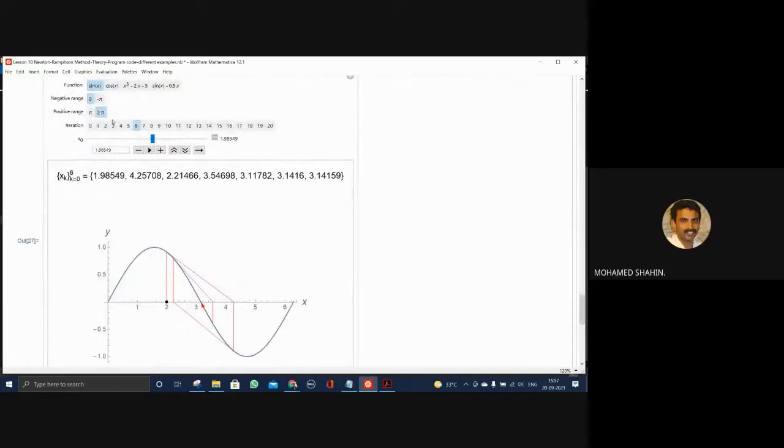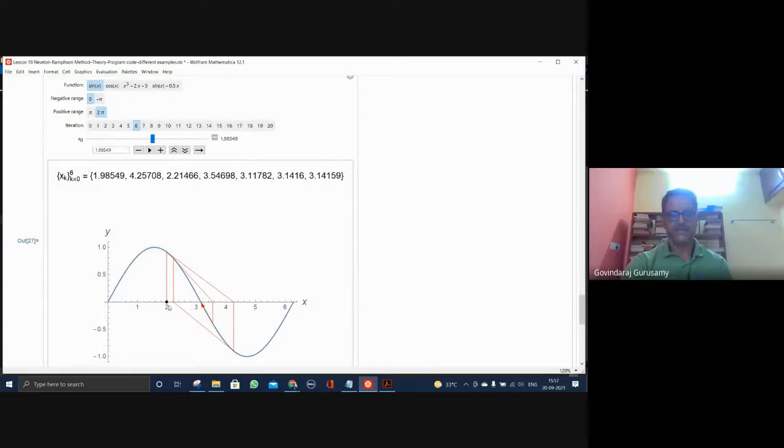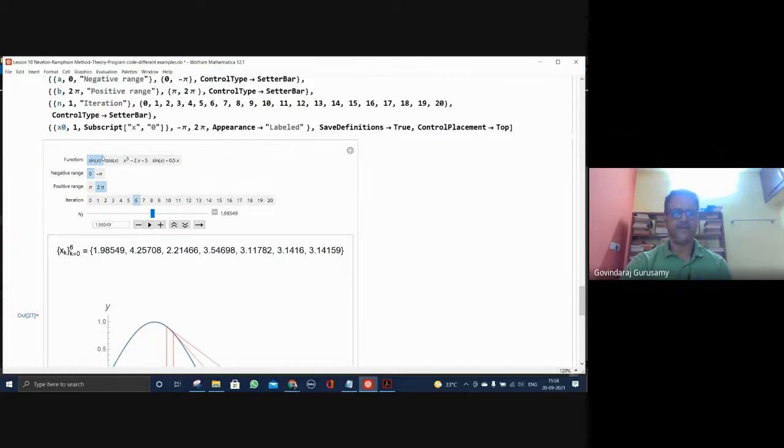You can see here. This is precisely that pictorial form. I started from here, then go here, then come back to this, and then start touching this point. So with 6 iterations, I have this result. That's what the meaning of this is.